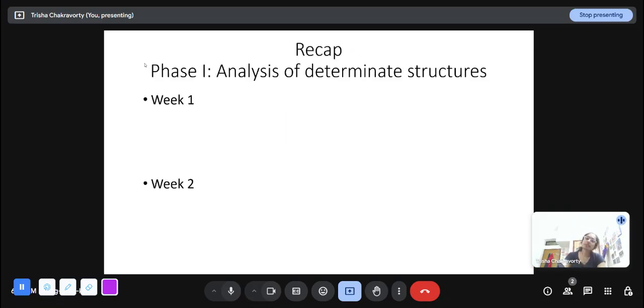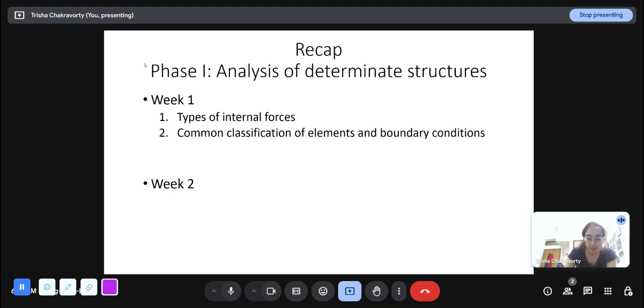I'll start with a brief recap of the previous weeks. The first 6 weeks was about phase one, which is analysis of determinate structures. In the first week, we first looked at the types of internal forces in structure analysis. They are bending moment, shear force, torsional moment, and axial force. Torsional moment and axial force are oriented along the length of a member, and shear force and bending moment are transverse to the length of a member.